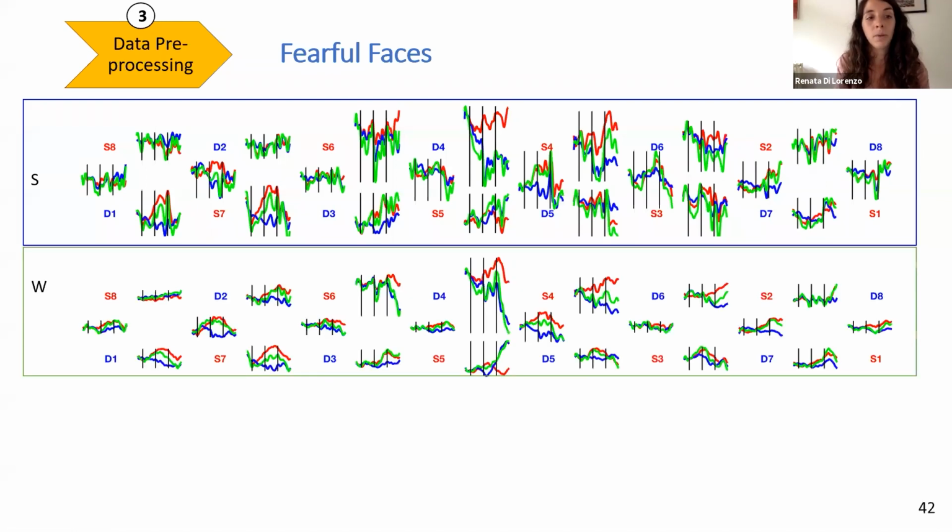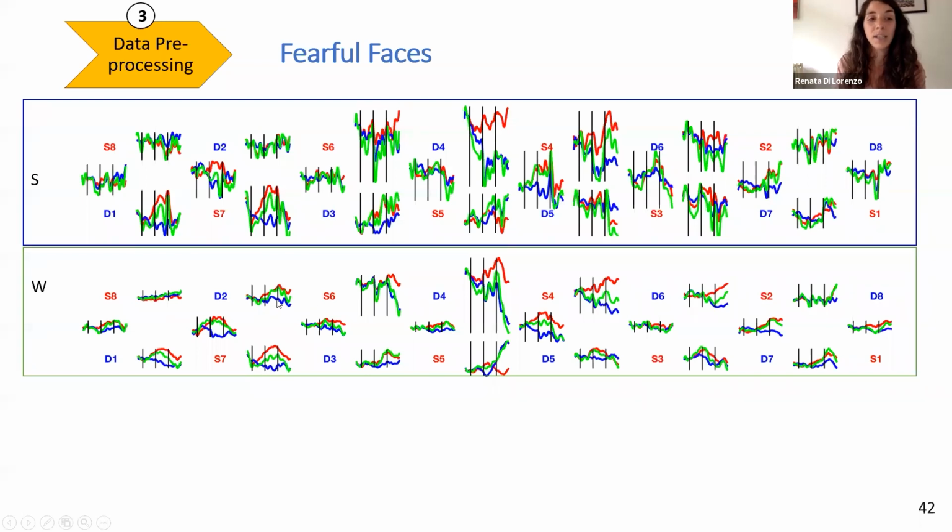Then I show you what happens when I only use wavelet. And this is very different. What I see here is that I use the same type of scale for both images, and the signal is smoothed a lot. I should mention oxy is in red, blue is deoxy, and green is the total hemoglobin. So yeah, it's smoothed a lot, and we have a very different scenario here.